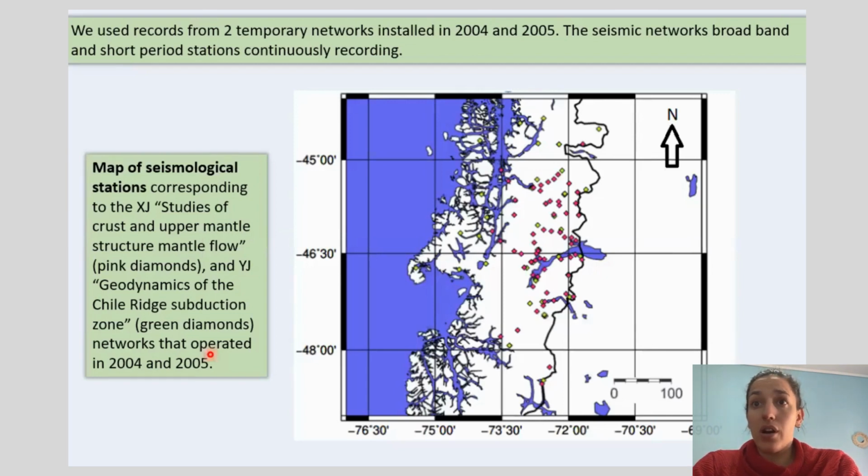Okay, we use records from two temporary networks installed in 2004 and 2005. The seismic networks had broadband and short period stations continuously recording, and the data are freely accessible through the public repository. In this map, we can see the pink diamonds corresponding to the XJ network, named study of crust and upper mantle structure and mantle flow, and the green diamonds corresponding to the IG network, named geodynamics of the Chile Ridge subduction zone.